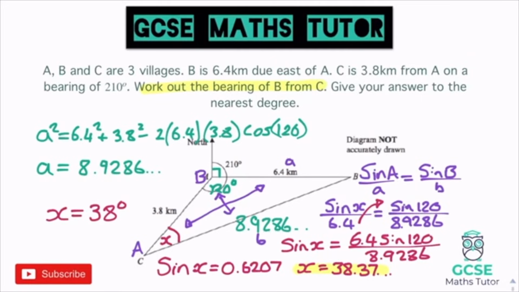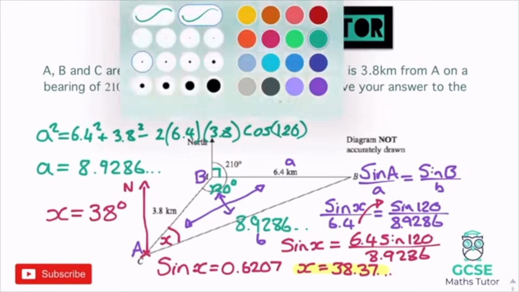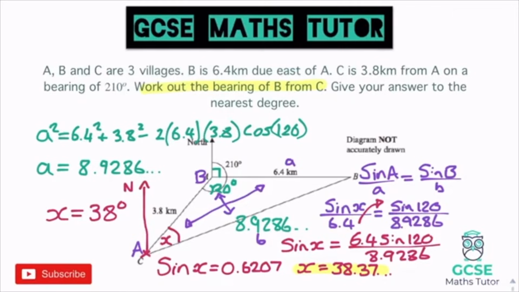Now if we look back at C, there's quite a lot of drawing here, so I might get rid of some of this stuff in a second, and we draw our north line in. This is where this question gets really quite tricky, because obviously we've got the 38 degrees, we kind of feel like that question's finished there. But it wants the bearing of B from C. So really what we have to have a look at is the total angle from north, because it is a bearing, not just that angle.